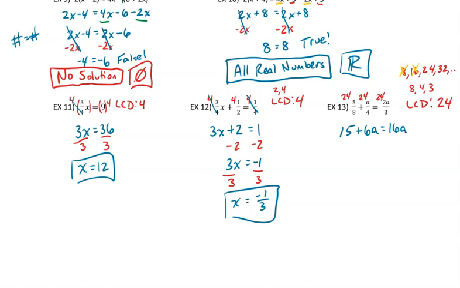All right, so from this point, hopefully y'all got the hang of it. Subtract 6a from both sides. We get 15 equals 10a. Divide both sides by 10. We get 3 halves equals a.